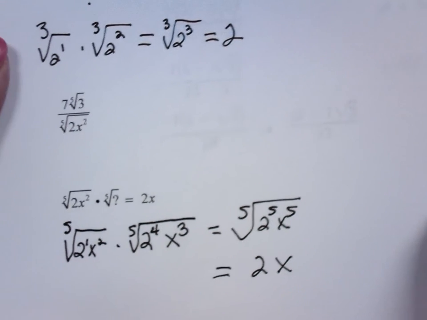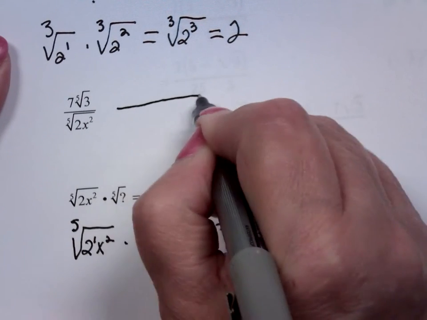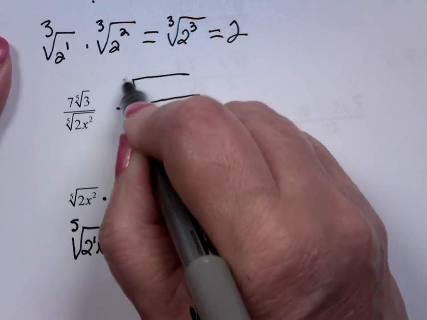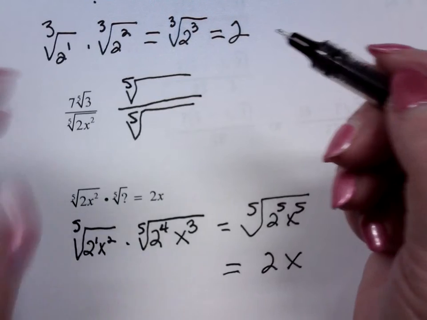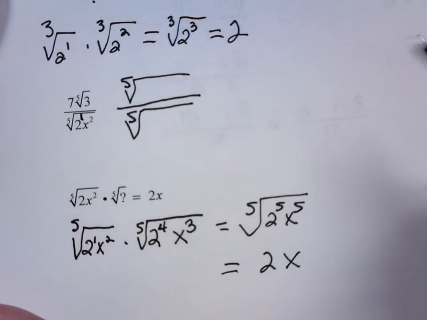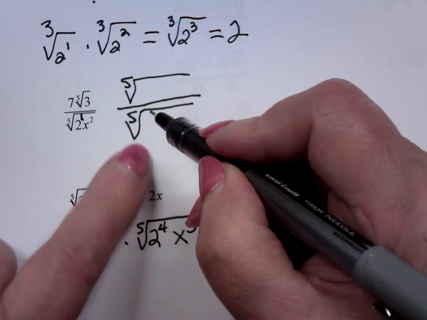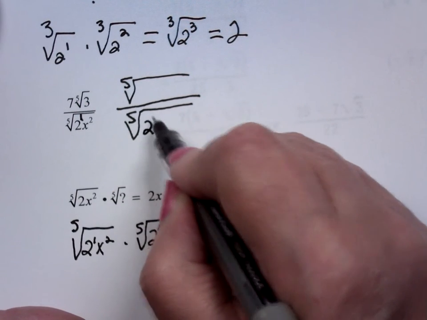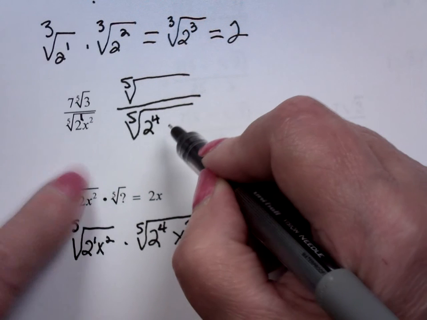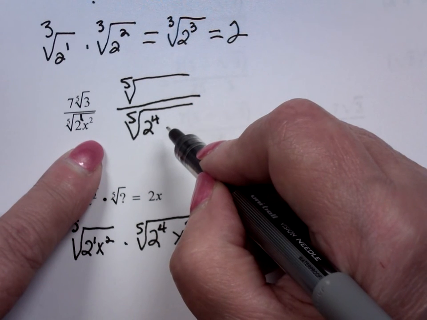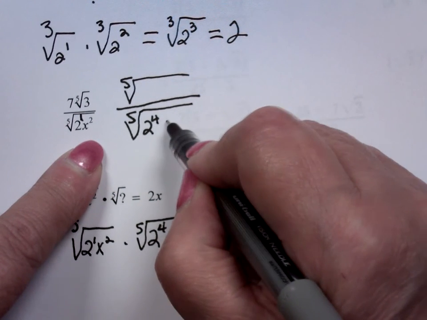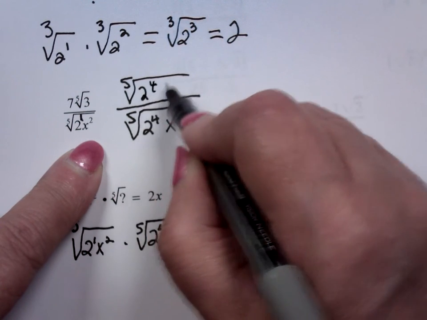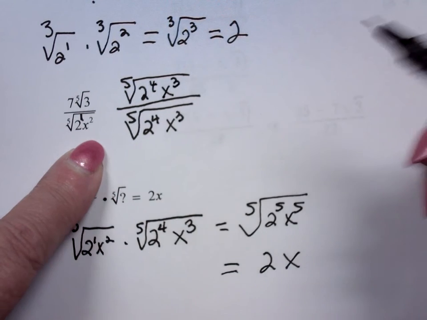So that when I want to do this problem, square roots are easy. These guys are not. I have a 2 to the 1. Because the index is 5, I need a 2 to the 5, so this is going to be 2 to the 4. I need x to the 5. So I've got 2 x's. I need 3 more. What I do to the denominator, I must also do to the numerator. So I multiply by 1.